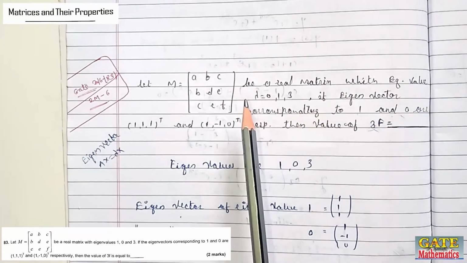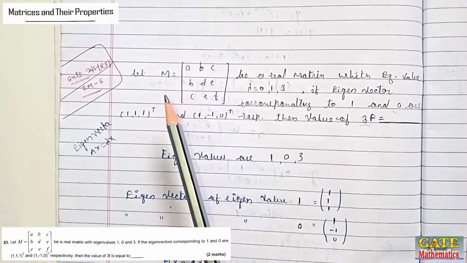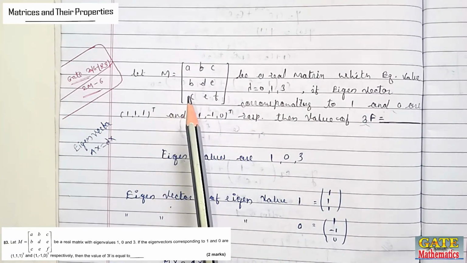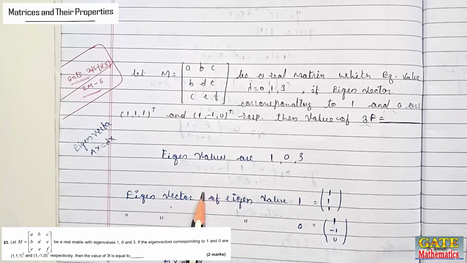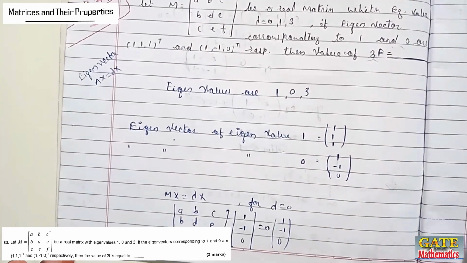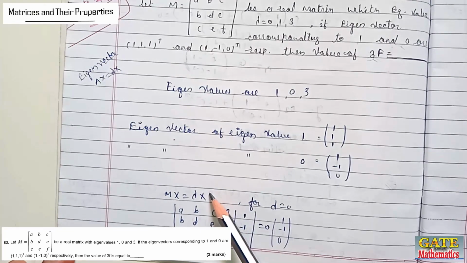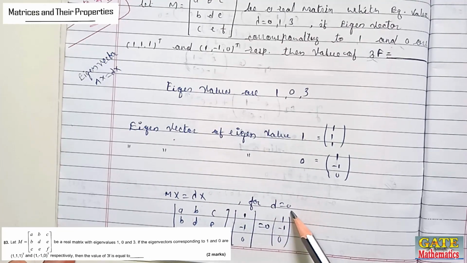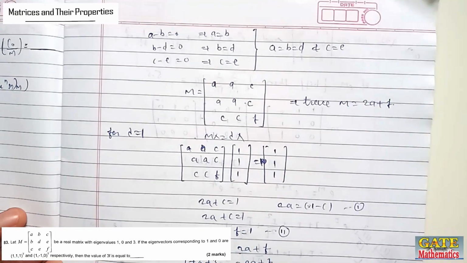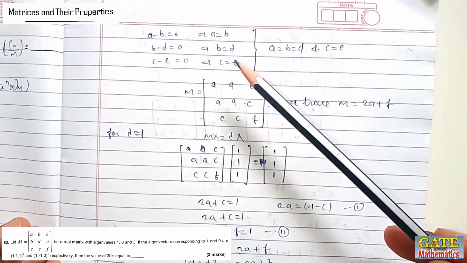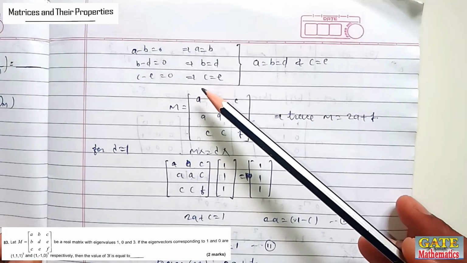Here we can see the complete solution for our example. So this is the example. Eigenvalues are 0, 1, 3, given. With respect to eigenvalue 1, the eigenvector is here. With respect to eigenvalue 0, we have the eigenvector over here. So Mx is equal to lambda x. With respect to lambda equal to 0, we have written Mx, M into x, which is equal to lambda into x. So by using this, I found out the values for a, b, c.